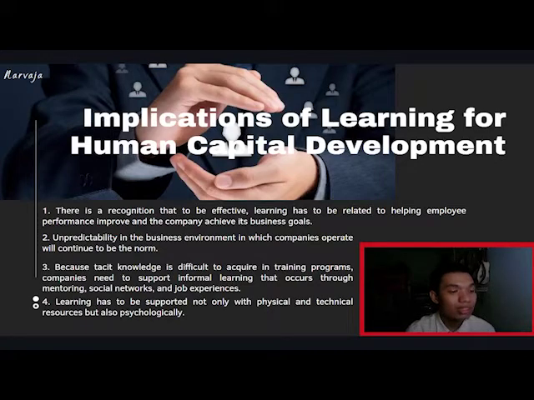Number 3. Because tacit knowledge is difficult to acquire in training programs, companies need to support informal learning that occurs through mentoring, social networks, and job experiences. This is what we were discussing earlier. Organizations are invested in preparing special training regimens to acquire tacit knowledge. The last one is that learning has to be supported not only with physical and technical resources but also psychological. As a manager, we do not see the employees as objects. Our perspective should be that the driving force of an individual comes from the mind.